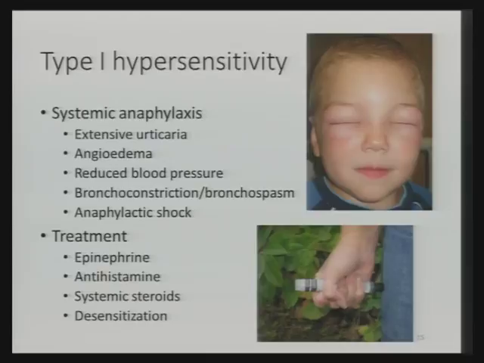There would be some kind of wheezing. It's a sign of narrowing bronchus and bronchospasm, and anaphylactic shock. It's straightforward. The patient presents with shock. Okay.